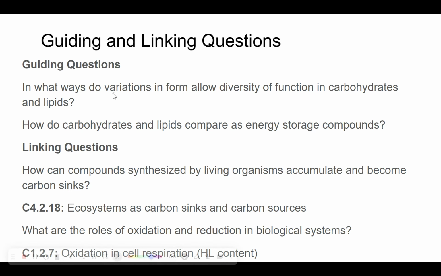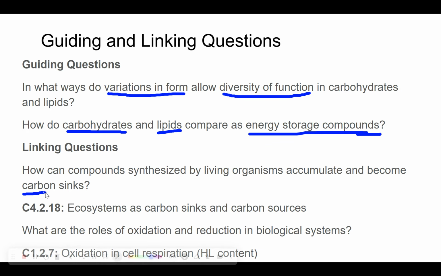So in what ways do variations in form allow diversity of function in both carbohydrates and lipids? And you can compare those two things a little bit. And then also, how do carbohydrates and lipids compare as energy storage compounds? And we'll talk about the different ways they store energy and the different kinds of molecules they form quite a lot.